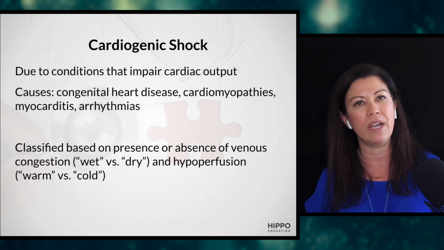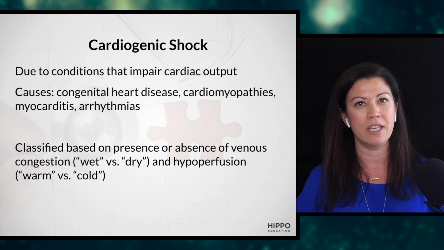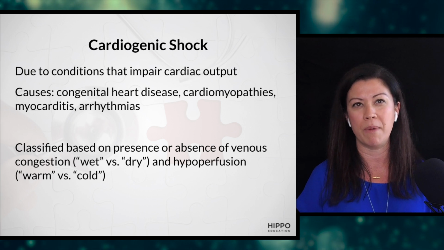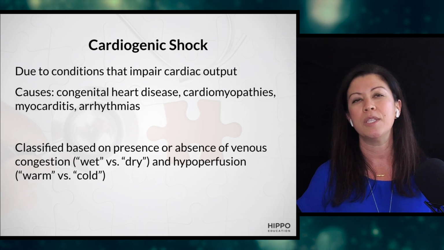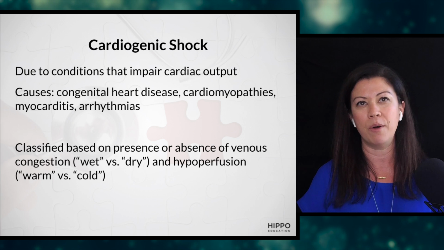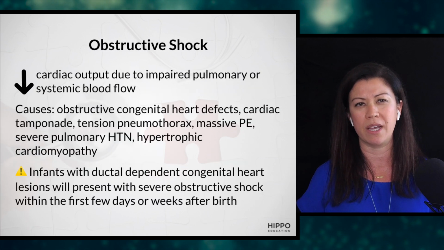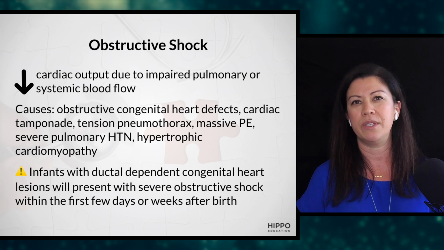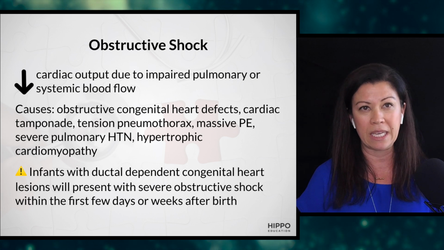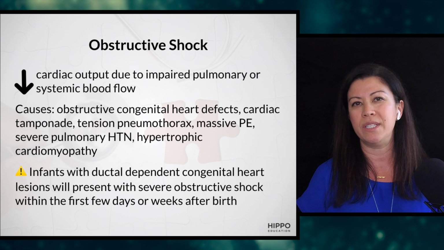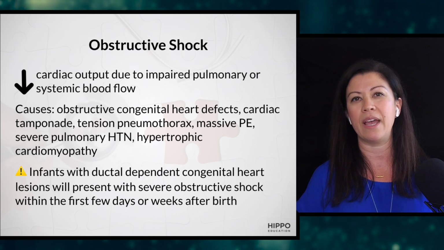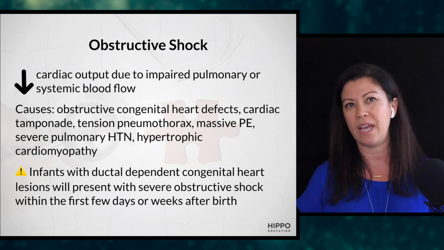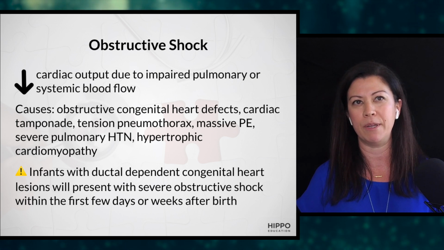Okay, third type of shock is cardiogenic shock. And we see this more in adults, to be quite honest, but it can happen in kids, particularly if they have congenital heart disease or any of those underlying cardiomyopathies or arrhythmias. But it's basically something that impairs their cardiac output. And lastly, obstructive shock. Again, less common in kids, more common in adults. In adults, we see this with tension pneumothoraces or massive PEs. In kids, you can see this with ductal-dependent congenital heart lesions, and that can lead to an obstructive shock, and usually happens in the first few days or weeks after birth. So just know that it can happen.